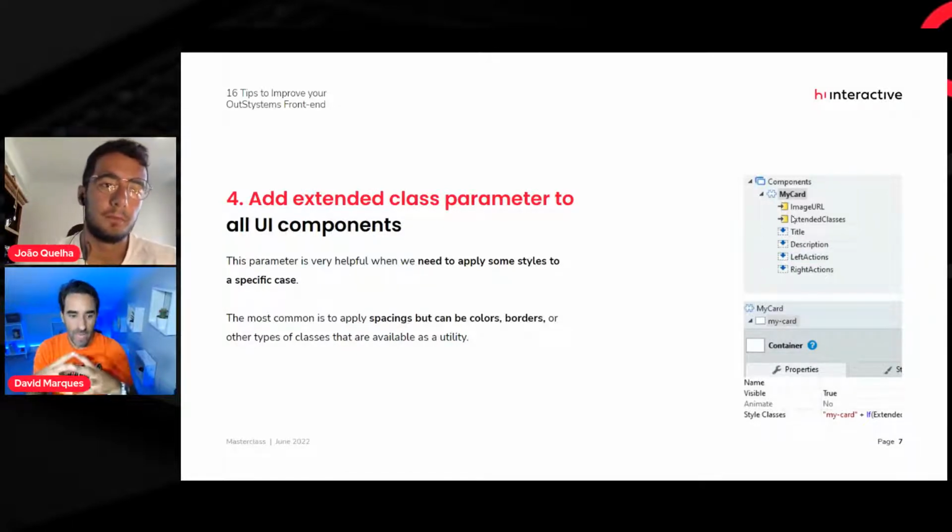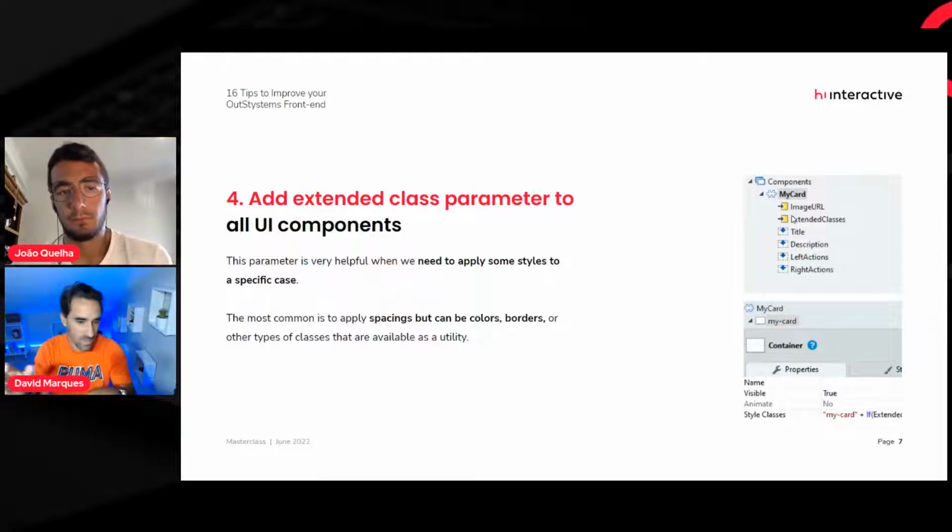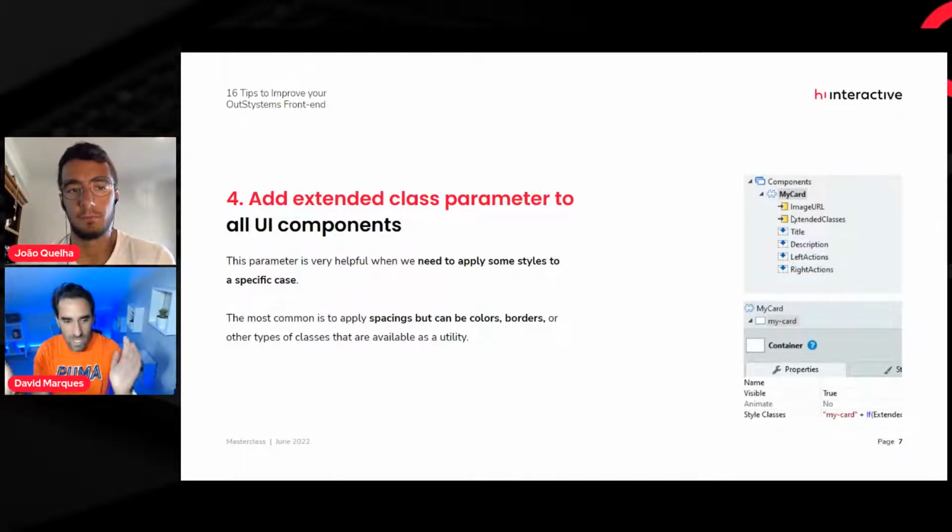So imagine if you don't have extended class in your component, and in some use case, you need to set a margin on the right, on the bottom, between components. How can we do it? We need to add a wrapper, a new container for our component in the screen, and set the margin using this container, not exactly our component.